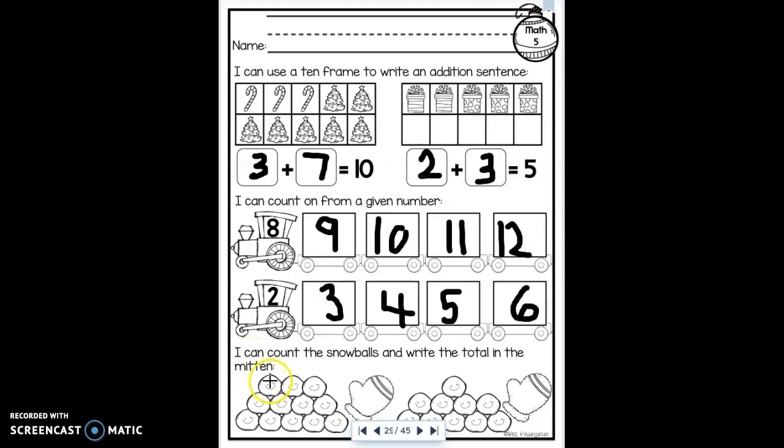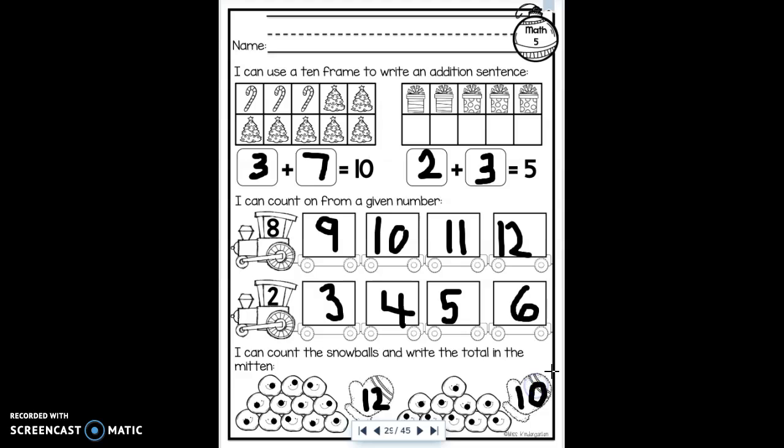If I come down here, they want me to count the snowballs and write the number in the mitten. Let's count our snowballs. 1, 2, 3, 4, 5, 6, 7, 8, 9, 10, 11, 12. Remember, when you're counting, it's always best to move top to bottom, left to right, just like the way you read, and that helps you remember which ones you've counted. I also make a little mark on it because it just makes it easier for me. Okay, let's count these guys on this side. 1, 2, 3, 4, 5, 6, 7, 8, 9, 10. 10 snowballs on this side.